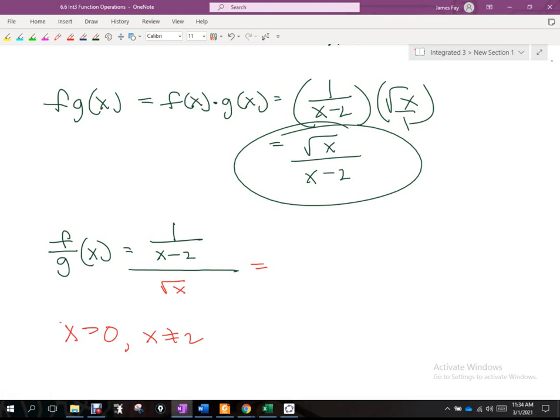Now, generally, we won't type an answer in like this because that's kind of messy looking. Does anybody remember how to divide a fraction by a fraction?